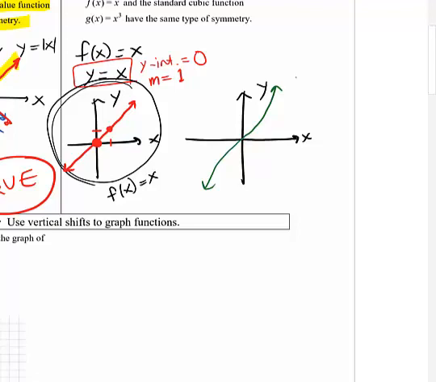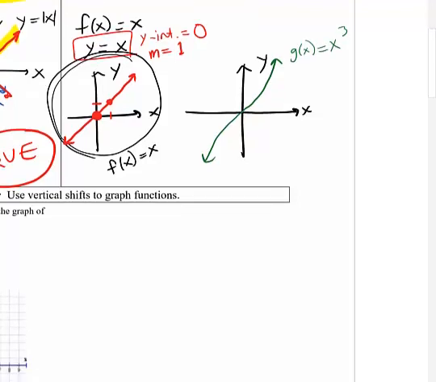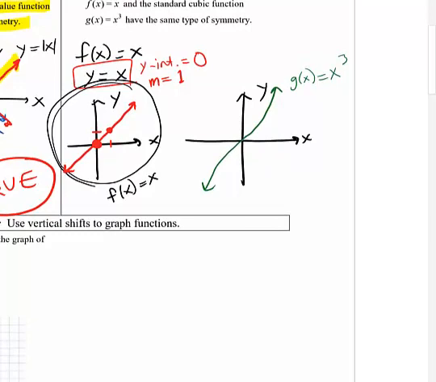But let's see, g of x equals x cubed. That's one I should memorize, so there's him. Do they have the same type of symmetry? Let me see. First, does this guy have x-axis symmetry? No. Neither of these have x-axis symmetry, because if I were to reflect either of them across the x-axis, they look like different graphs.